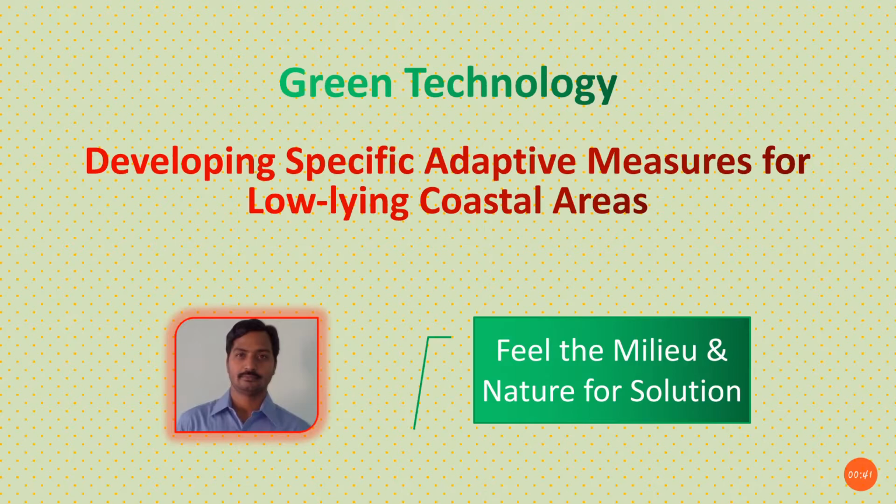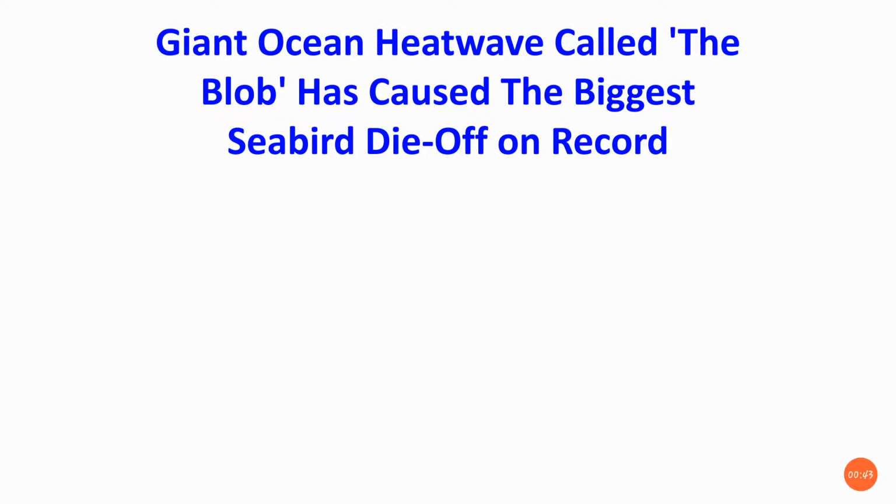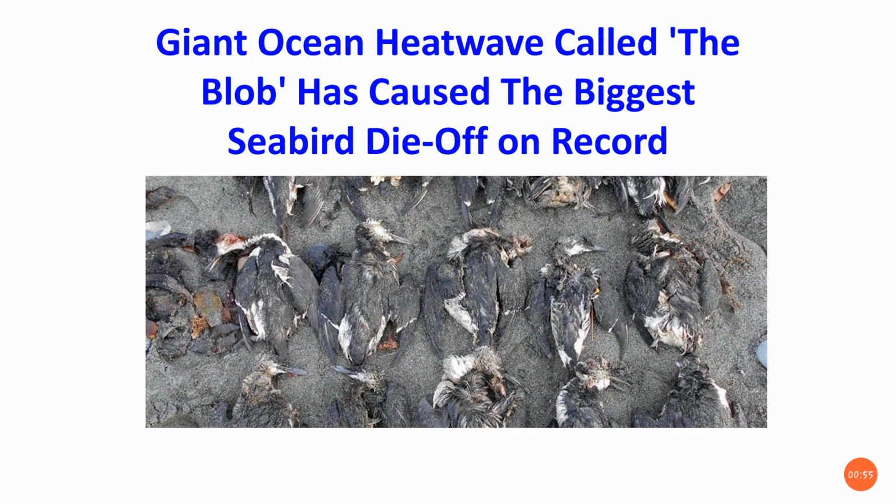So here, the giant ocean heat wave called the blob has caused the biggest seabird die-off on record. So in this case, you can see here, there is one heat wave. The seabirds are completely washed out. So they are completely expired here. So that is the heat wave. Generally, it is coming from the ocean itself.